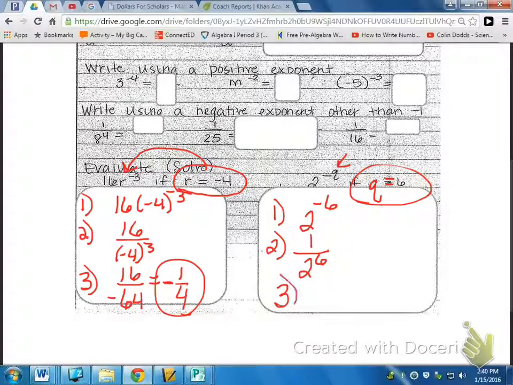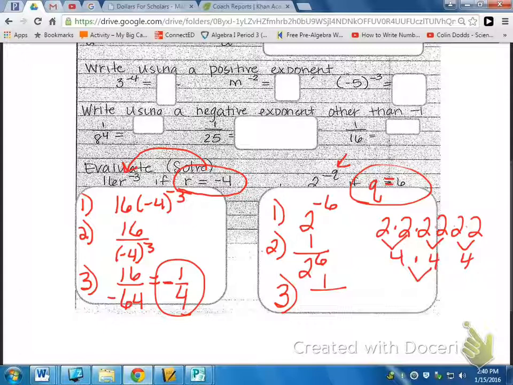Okay, now at this point you would be using a calculator, but let's do this. 2 times 2 times 2 times 2 times 2 times 2. Ben, what's 2 times 2? 4. And then that's going to be 4 and that's going to be 4. So what's 4 times 4? 16. 16 times 4 is 64. So 1 over 64 would be the final answer. And that is simplified.